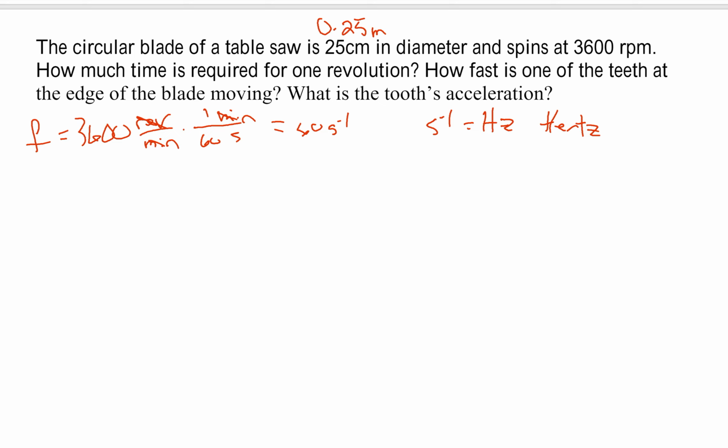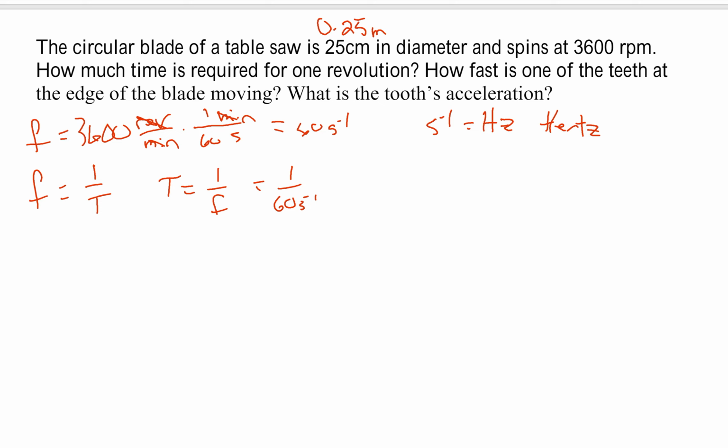All right, so now we have our frequency, and we want to find the period. It says how much time is required for one revolution. That is a period question. So we have this formula that says F equals 1 over T. I can solve for T by multiplying both sides by T and dividing by F. So this gives me T equals 1 over F. Very simple. So I have 1 over, the frequency is 60 inverse seconds.